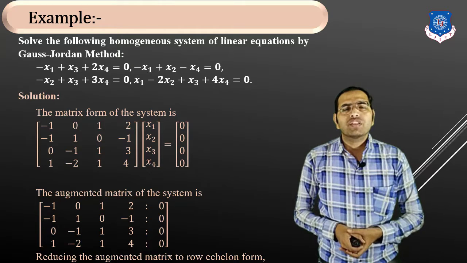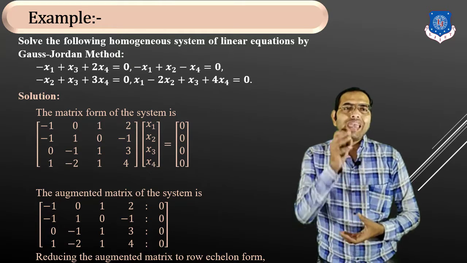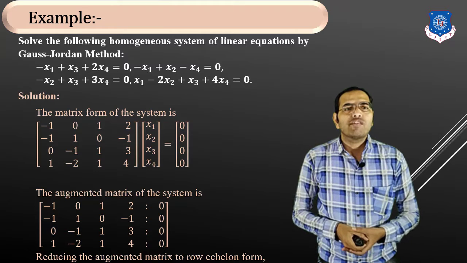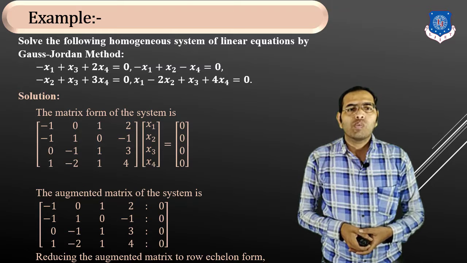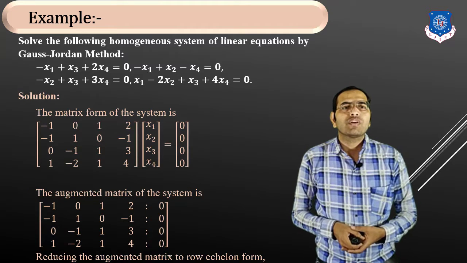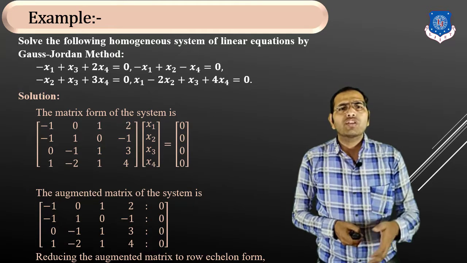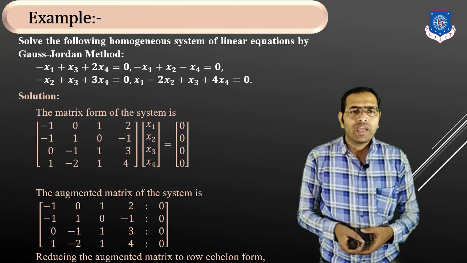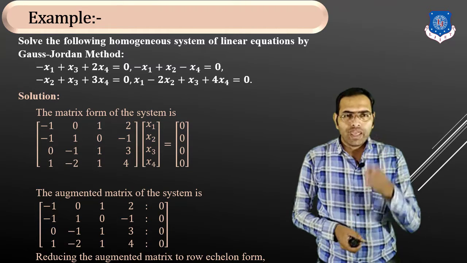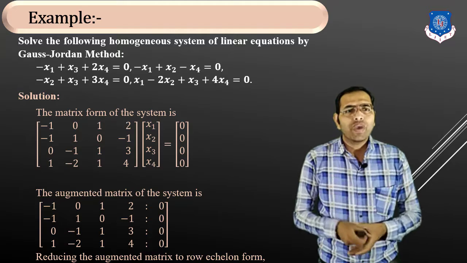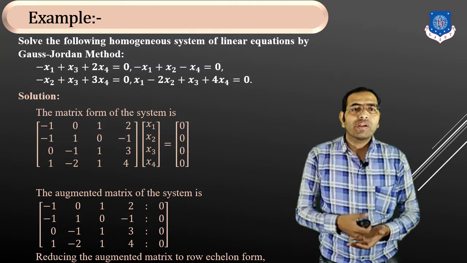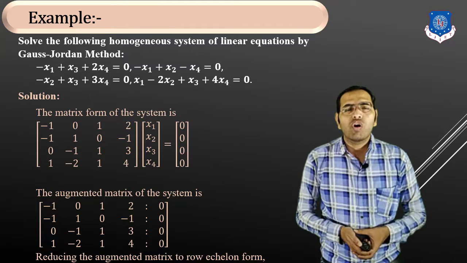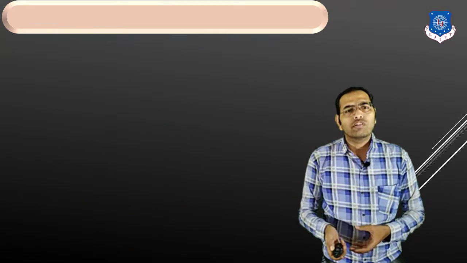The augmented matrix of the system is [A | B], that will give you -1 0 1 2 | 0, 0 1 1 0 -1 | 0, 0 -1 1 3 | 0, 1 -2 1 4 | 0. Here you can apply the vertical bar or simply a space as you like. Reducing this augmented matrix to the row equivalent form or the reduced row equivalent form.